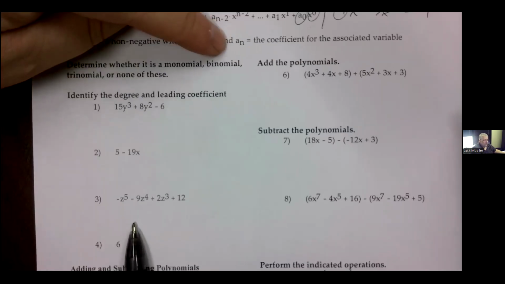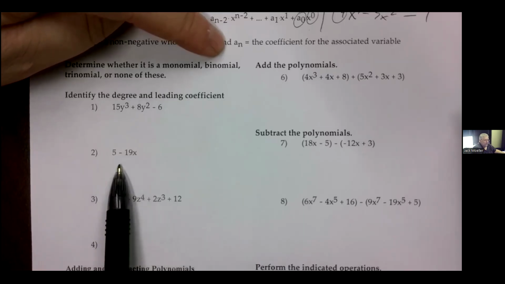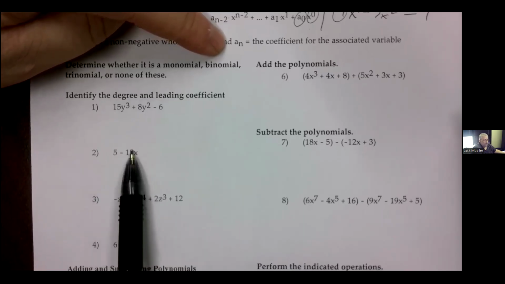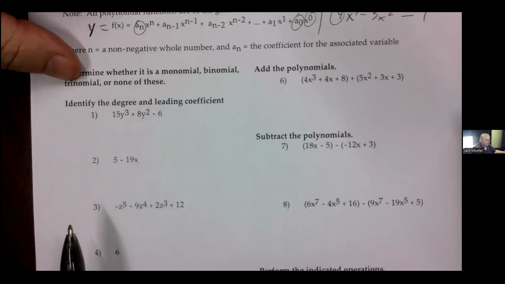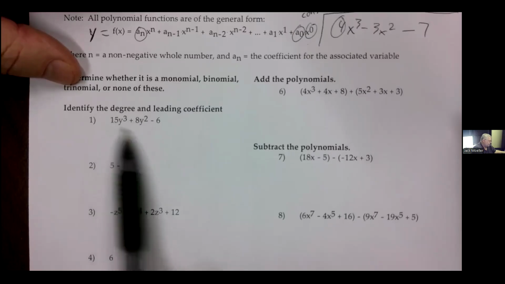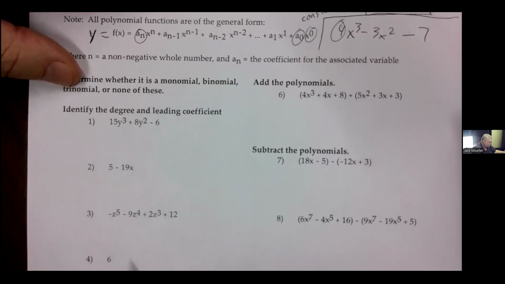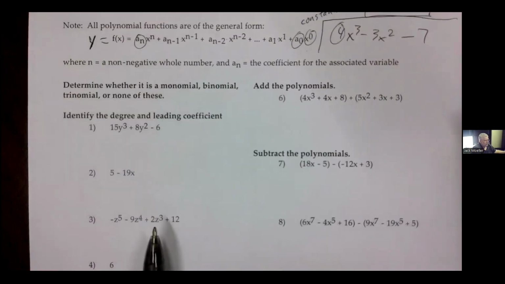Well, what does a binomial mean? Well, bi means 2, so that means 2 terms added or subtracted. So that would be number 2, because there are 2 terms there. Trinomial, well, tri means 3, so that means 3 terms added or subtracted. So 1 would be a trinomial because there are 3 terms there. And then for number 3, we've got 4 terms, so that doesn't have a specific name. That's just a generic polynomial.